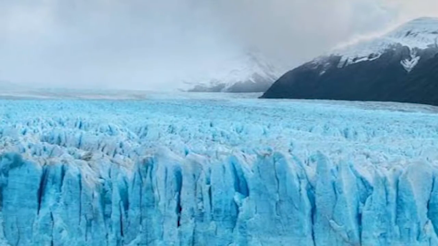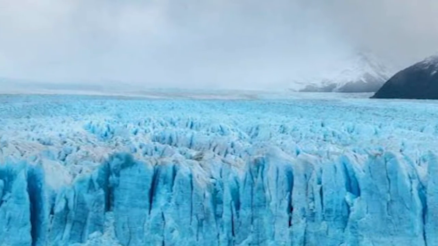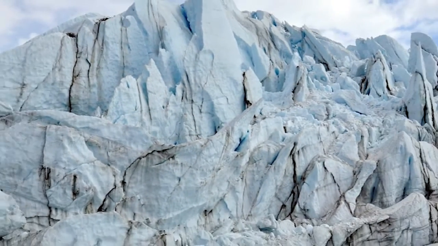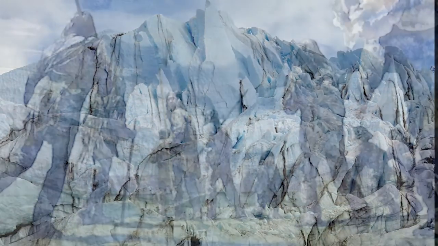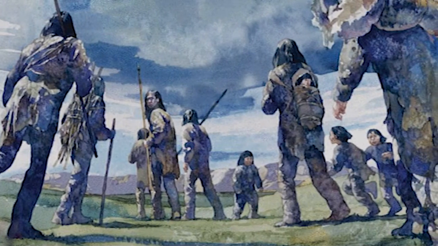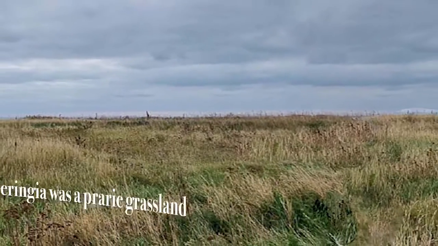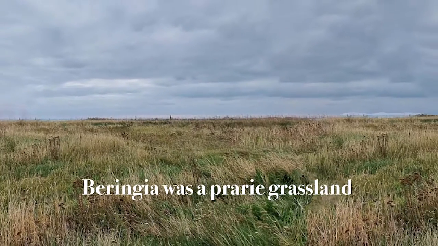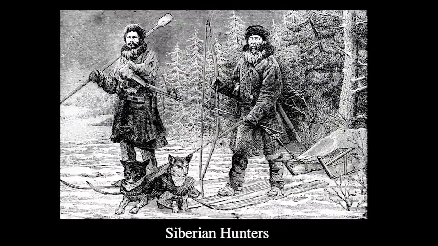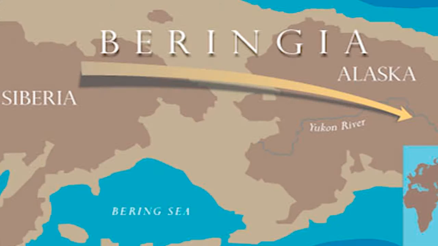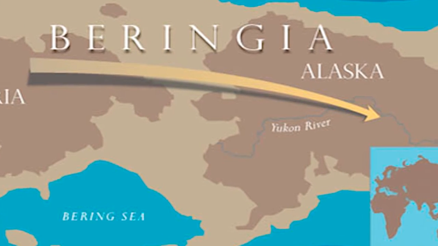However, think about what a glacier actually looks like. It's a desolate wasteland devoid of vegetation and animal life. Migrants crossing over a glacier like this would have no way to sustain themselves. To the contrary, Beringia was actually a prairie grassland. Over thousands of years, ancient Siberian hunters lived there and followed game across into what is now Alaska.